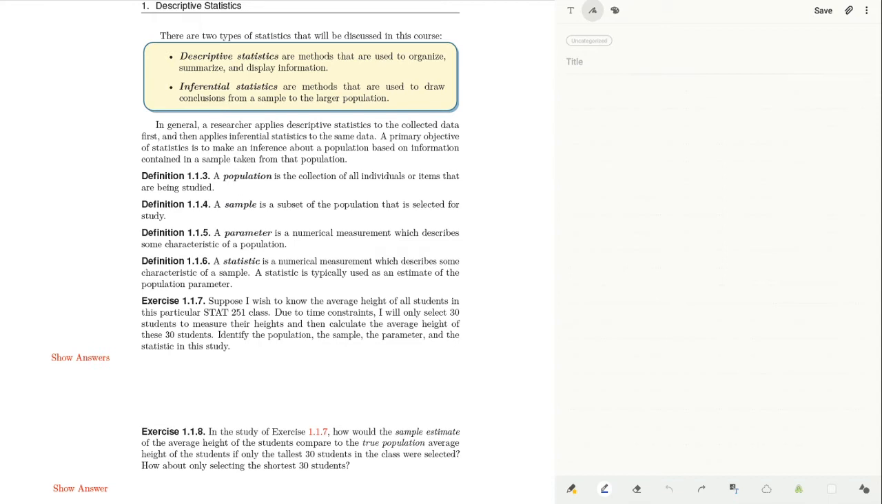So let's first identify the population. So the population is going to be all students in this particular STAT 251 class. The sample is the selected 30 students. Now, the parameter is the average height of all students in this particular class, and the statistic is the average height of these 30 students.